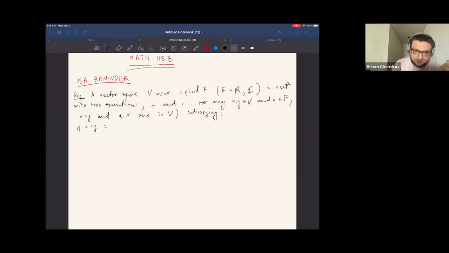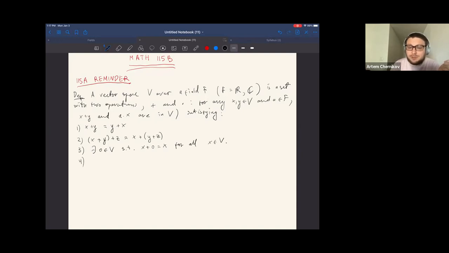It satisfies a bunch of axioms, including the commutativity of addition. So x plus y is equal to y plus x for any two vectors. We have associativity, so it doesn't matter in which order we add three things. You can take x plus y and then add z to it, or you can take x and add y plus z to it. There exists an element 0, a special vector, the 0 vector, such that if you add it to any vector, you get the same vector. And this holds for all x in V.